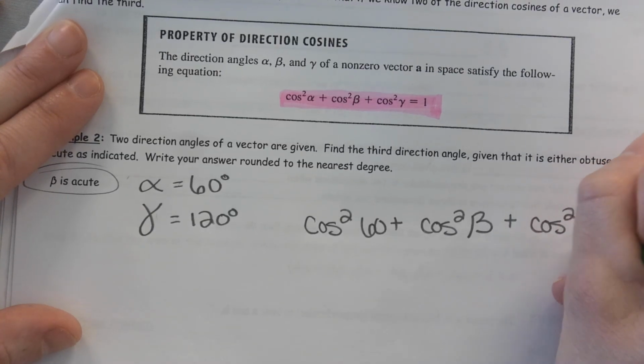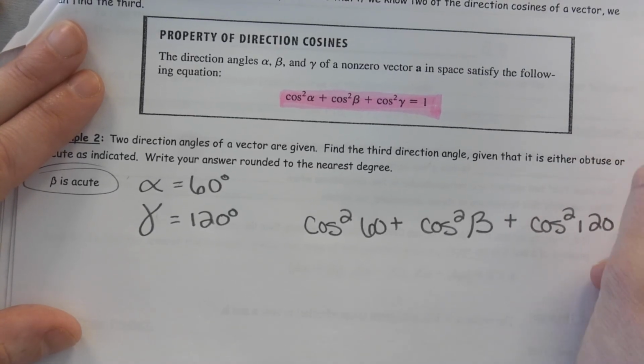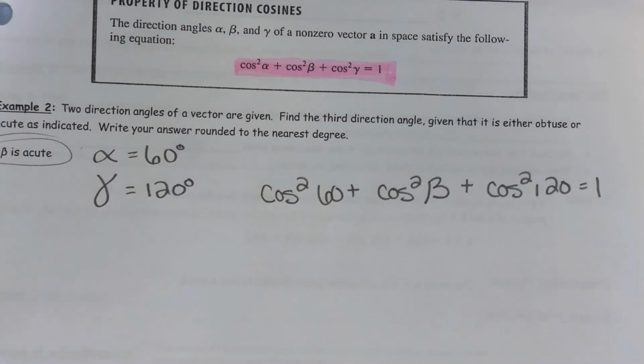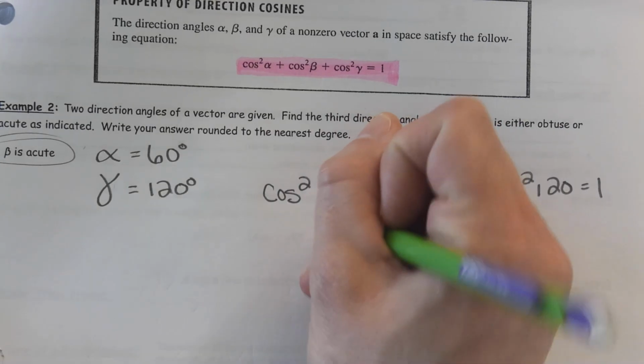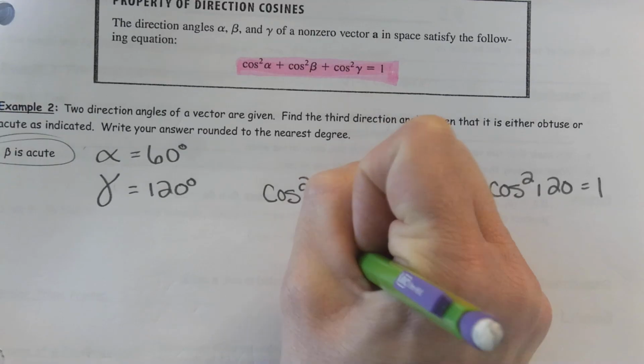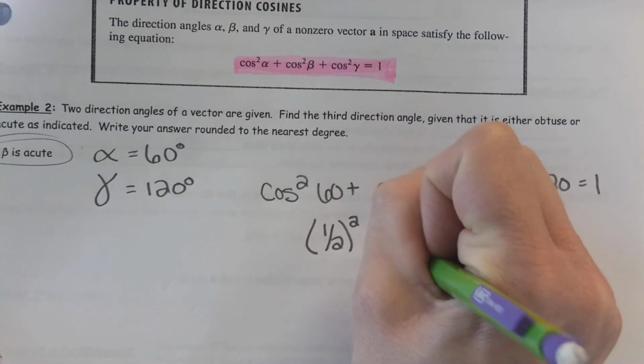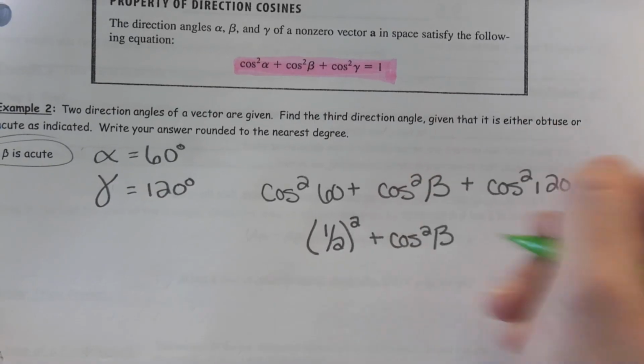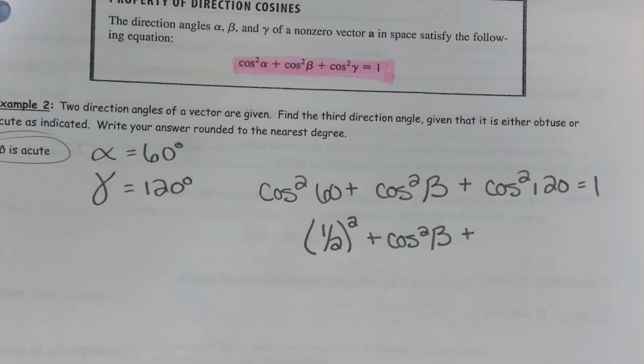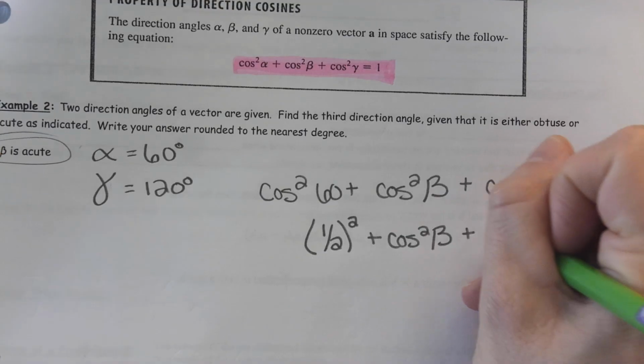gamma. What's gamma? 120. Now, this is a buddy of the alpha moment. Do you know 60 and 120? Yep. Okay. Cosine at 60 degrees is what? 1/2. So I'm going to plug in 1/2, and then it also is still telling me I need to square that value. I can't do anything to the next one. It's just a beta.